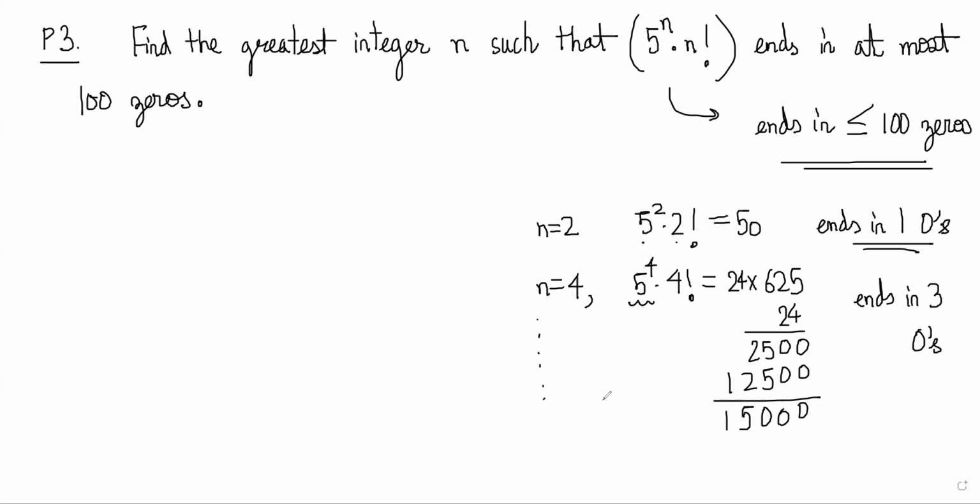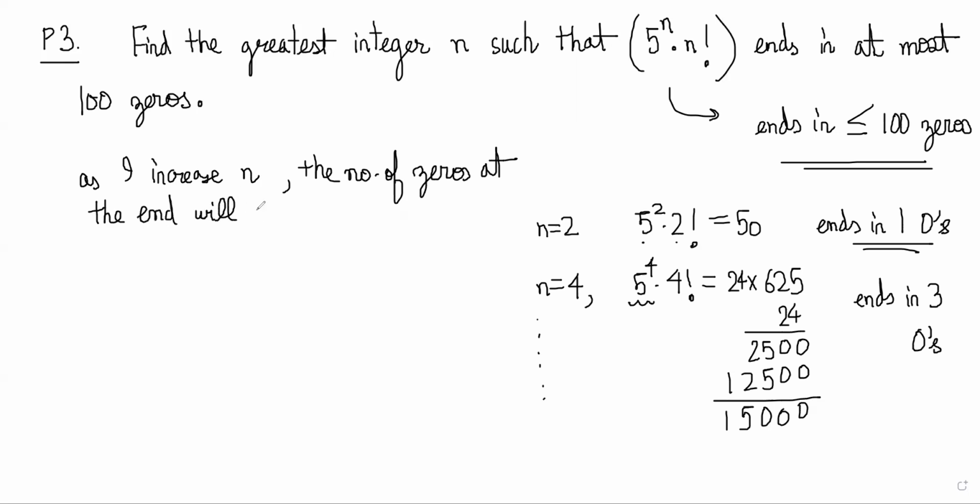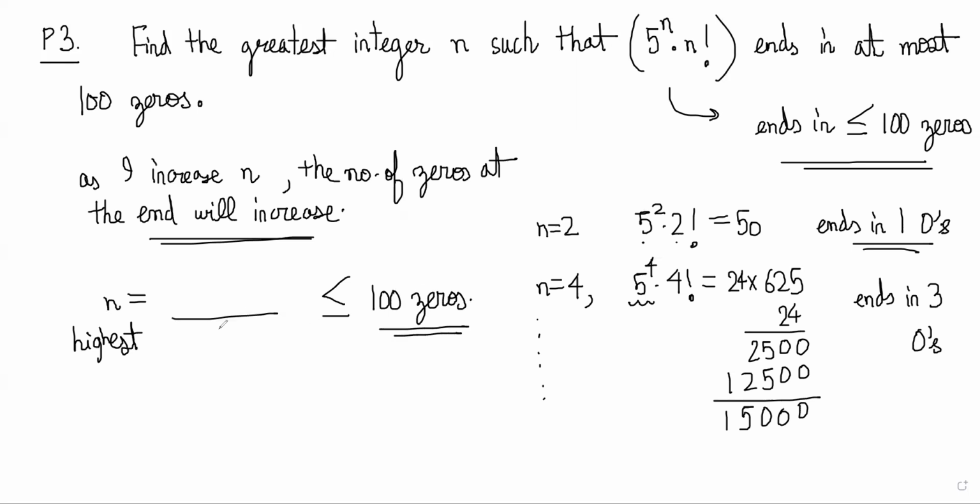I hope everybody is getting the sense of what is happening. As I increase n, the number of zeros at the end will also increase, right? It is obvious. What you have to find is the highest n such that it ends in less than or equal to 100 zeros. I hope the problem is clear to everyone. Is the question clear to everyone?